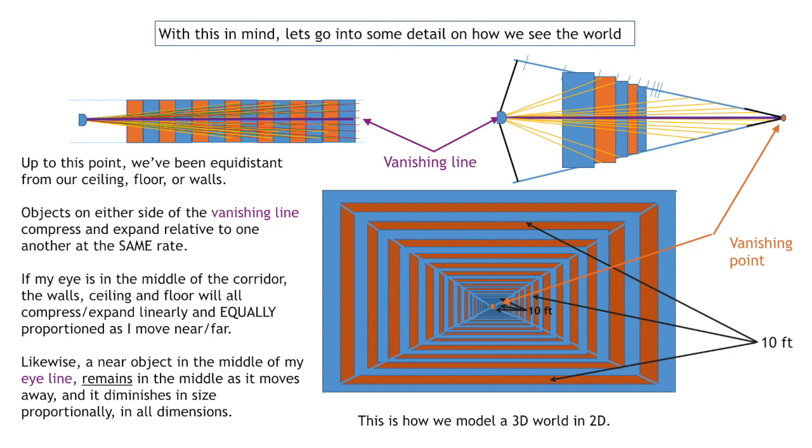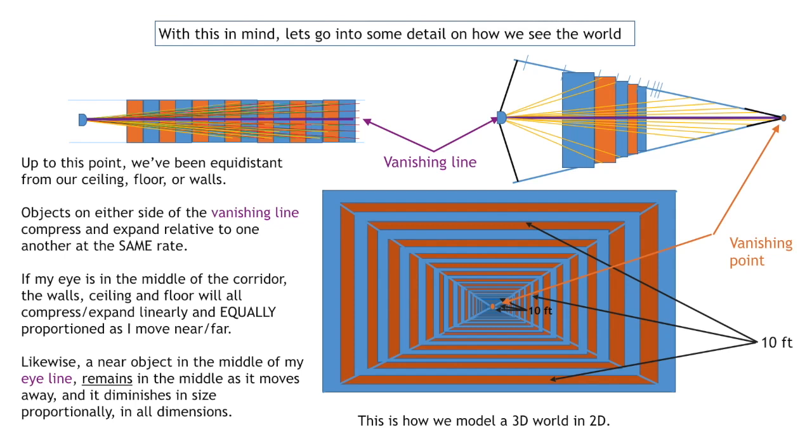So with this in mind, let's go into some detail on how we see the world. We'll point to our perspective illustrations here. Up to this point, we've been equidistant from our ceiling, floor, or walls. We've been right in the middle. Objects on either side of the vanishing line compress and expand relative to one another at the same rate. So these 10-foot walls and ceilings all went towards our vanishing point at the same rate. If my eye is in the middle of the corridor, the walls, ceiling, and floor all compress and expand linearly and equally proportioned as I move near and far.